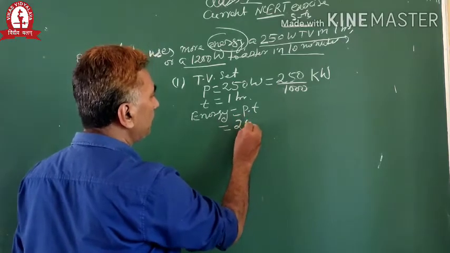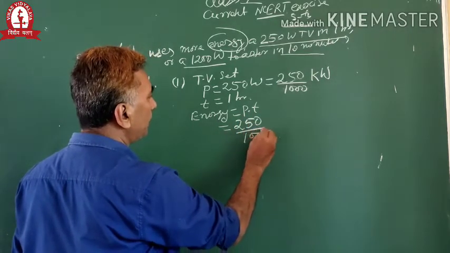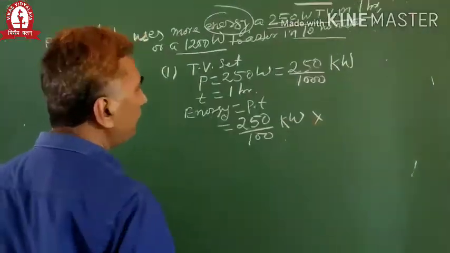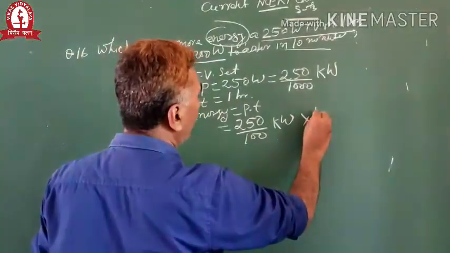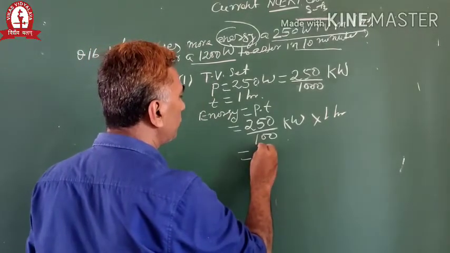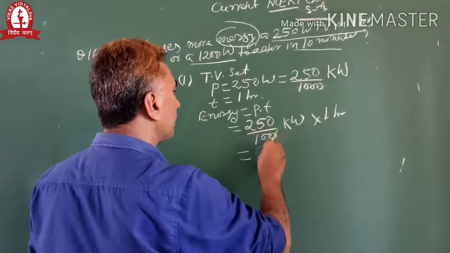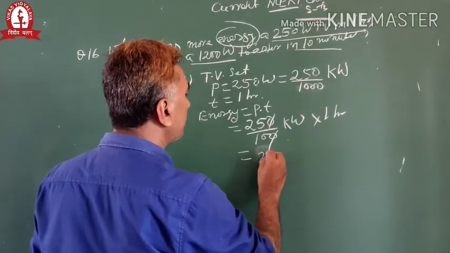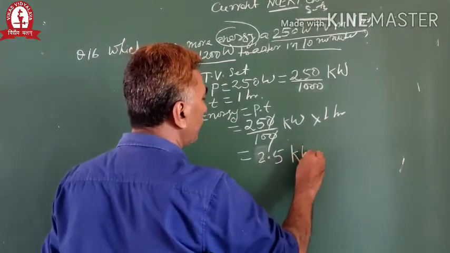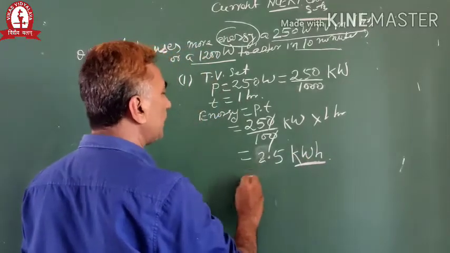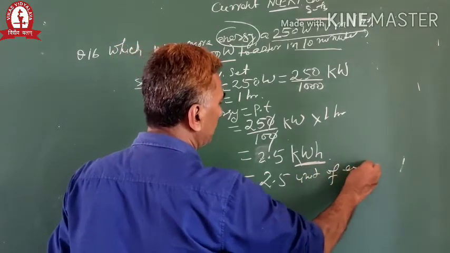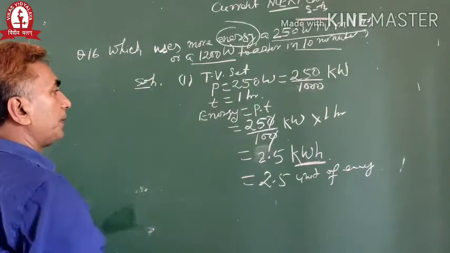So P is 250 upon 1000 kilowatt, and for the time I have 1 hour. This is ultimately equal to 0.25, cancel this, this becomes 2.5 kWh. This much energy, this is the commercial unit of energy. I can write 2.5 units of energy. Okay, this is for the TV set.